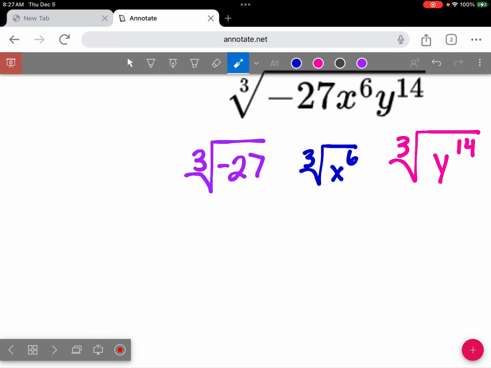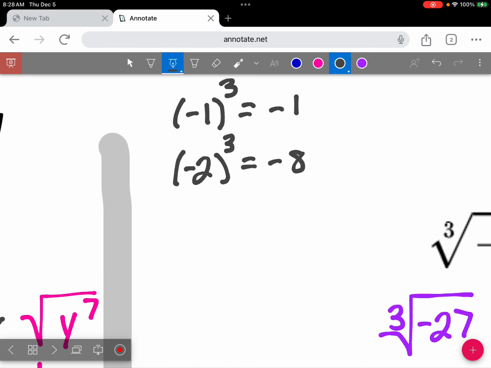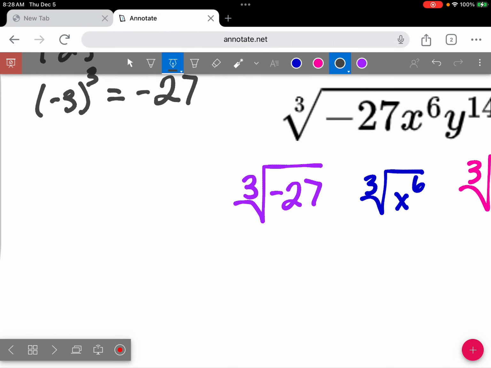So when we come through to try and simplify our cube root of negative 27, what are we going to get? Yeah, it's going to be a negative 3. So if I continue doing this up here and I went through my negative 3 cubed, we would get a negative 27. So the cube root of negative 27 is just negative 3. And that's when you can put it in the calculator.